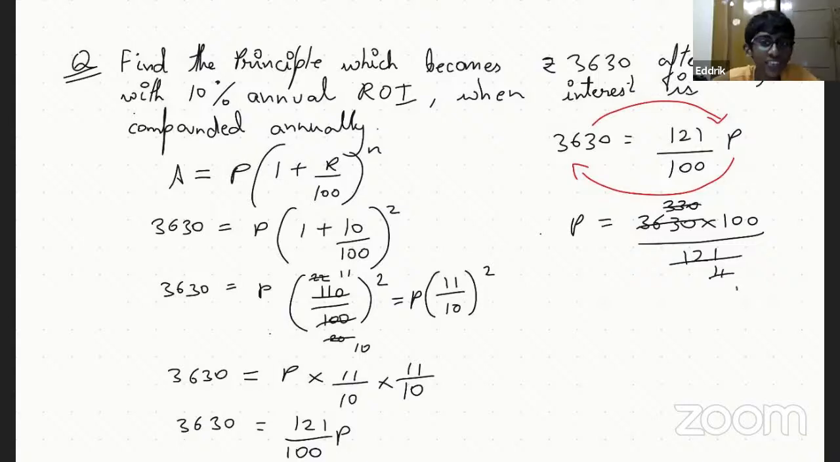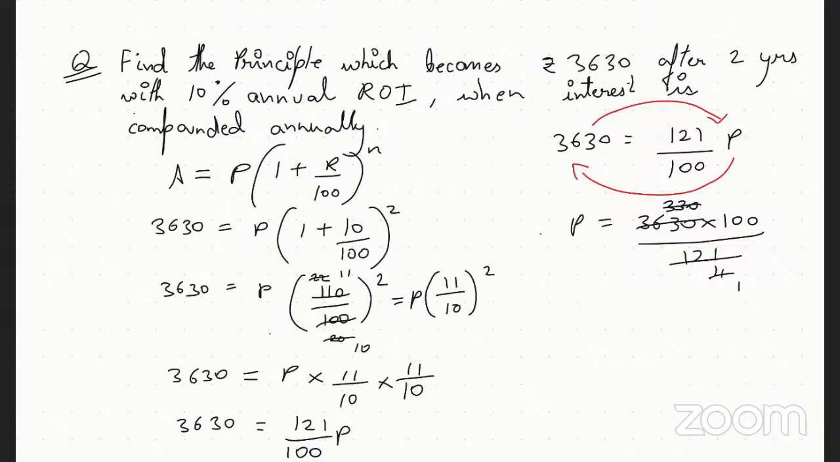Ma'am, the P is 3,000 rupees. Okay, yes, that's right. The P is 3000 rupees. So 30 multiplied by 100. So my principal is 3000 rupees. Okay. I hope this question is clear to you guys.